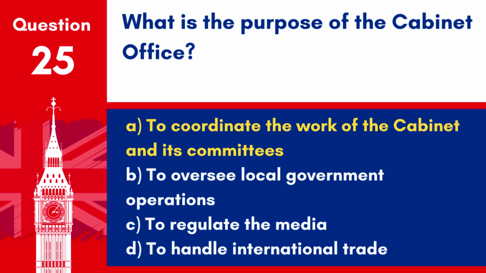Answer. A. To coordinate the work of the Cabinet and its committees. The Cabinet Office supports the Prime Minister and ensures the effective running of government by coordinating policy and operations across government departments.